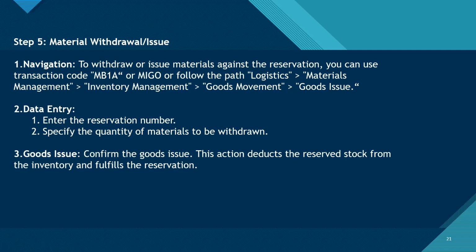So issuing reservation against the cost center, and also reservation for a production order. For the production order, it creates it automatically. Here you enter the number and specify the material. Then we confirm the goods issue. After the goods issue is successfully done, the system creates a material document, and the stocks are deducted from the inventory. So this is for the issue part.